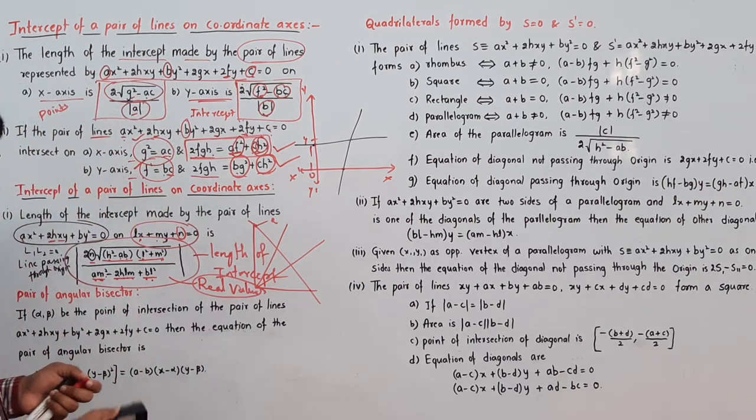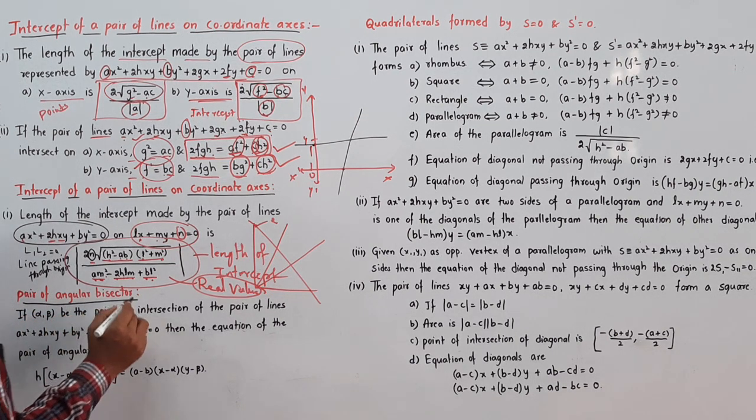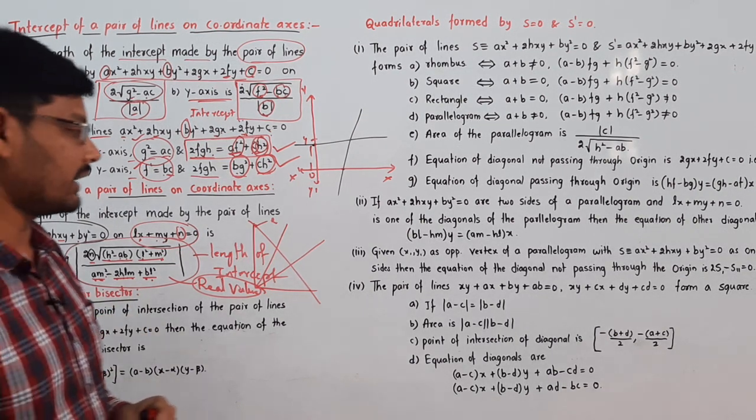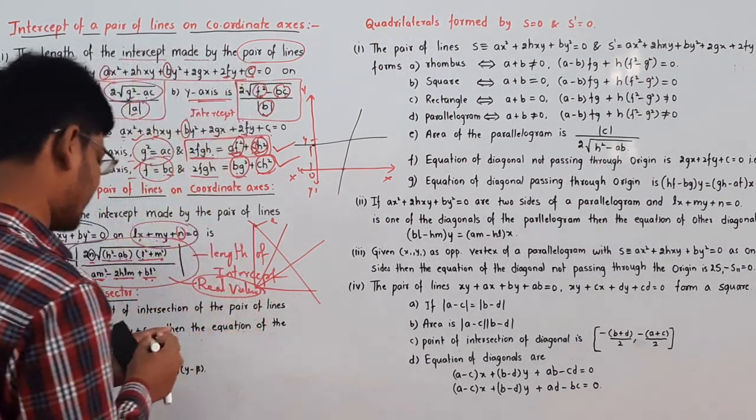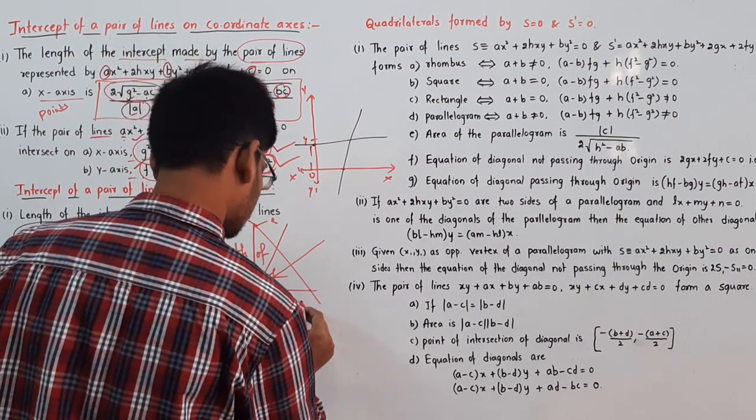And the next topic is the pair of angular bisectors. Let us take the coordinate axis here.